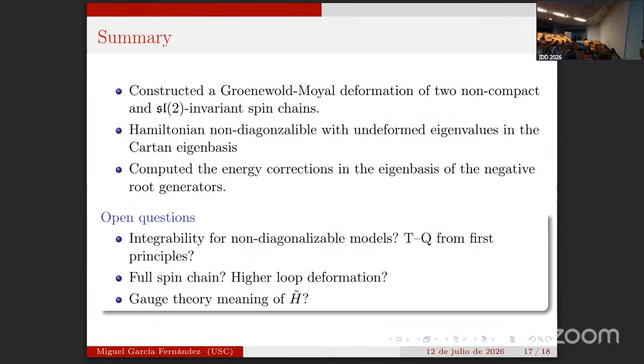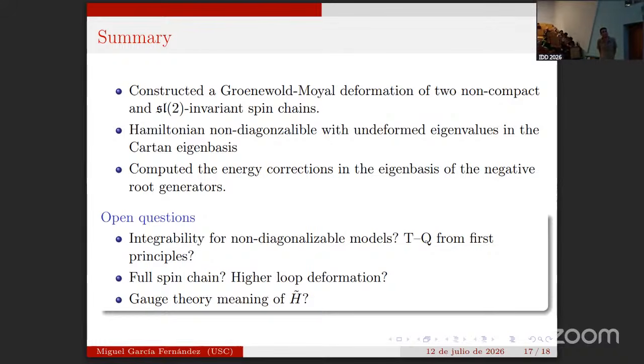Then another natural generalization would be to construct deformations of the full spin chain. Whereas our spin chain is just a particular subsector of the AdS3 spin chain, it would also be interesting to construct deformations of the full AdS3 spin chain. Also, another natural generalization is to construct deformations at higher loops. This Hamiltonian, which is nearest neighbor, corresponds just to the first-loop order, and each time you increase the order, you increase the range of interaction. So in some sense it should be possible to introduce these twist deformations for long-range spin chains.